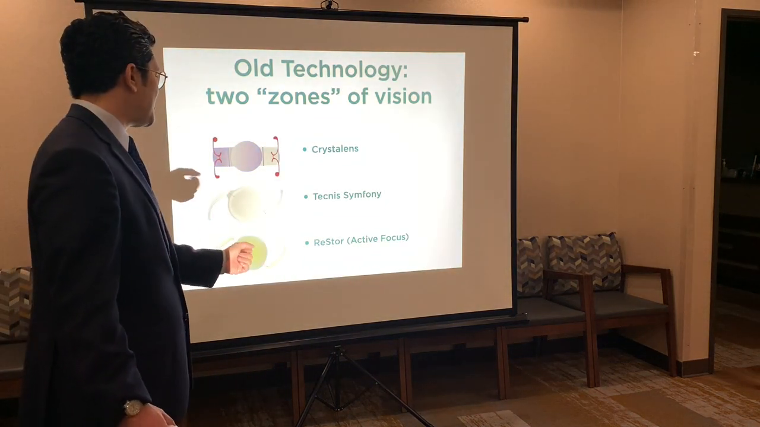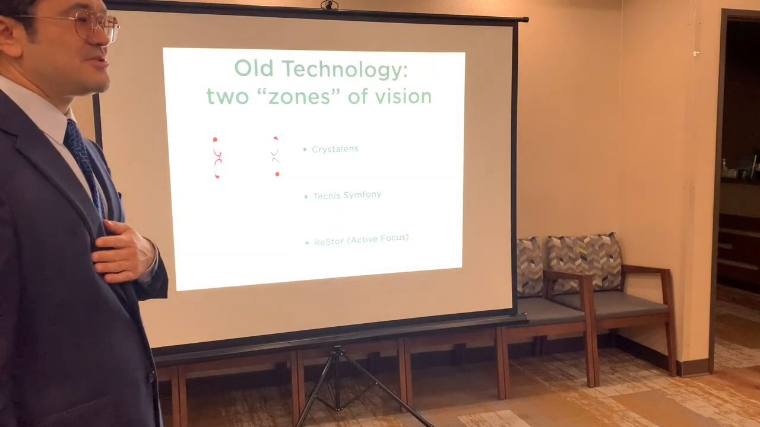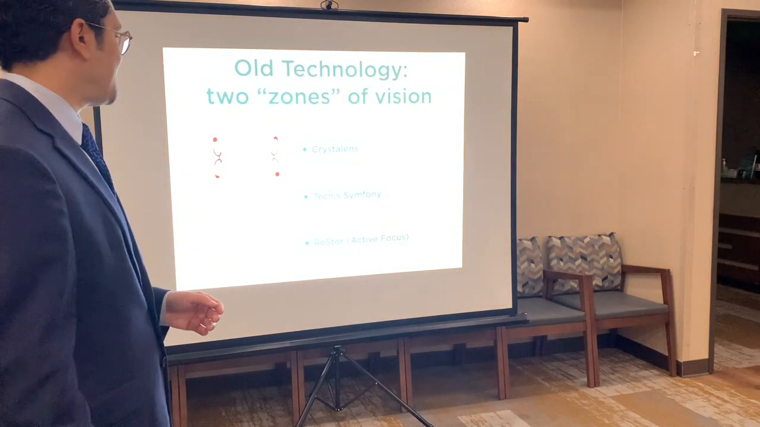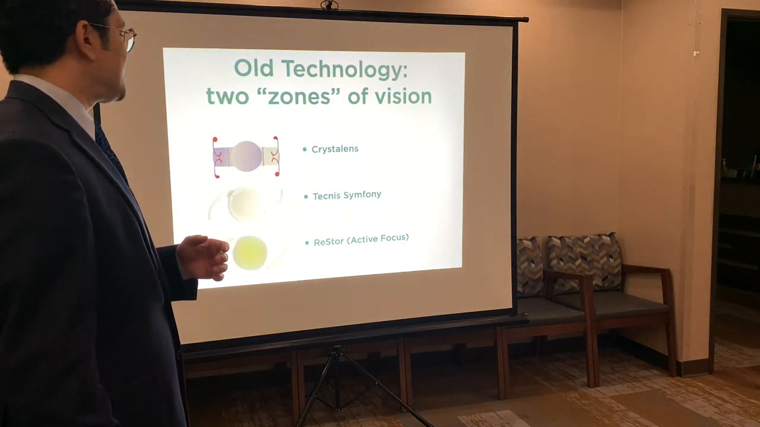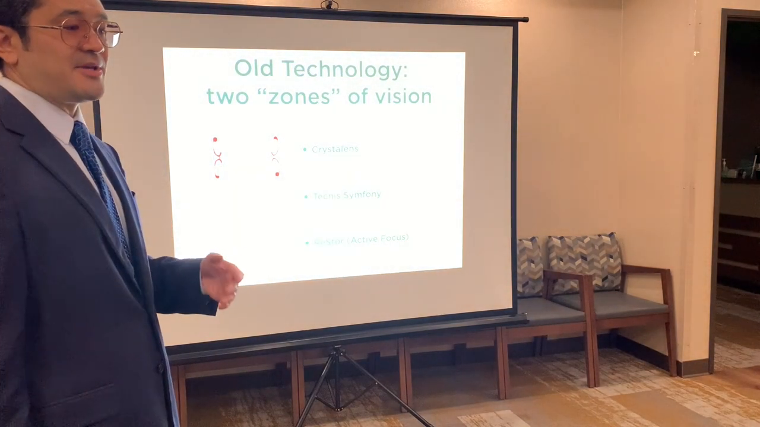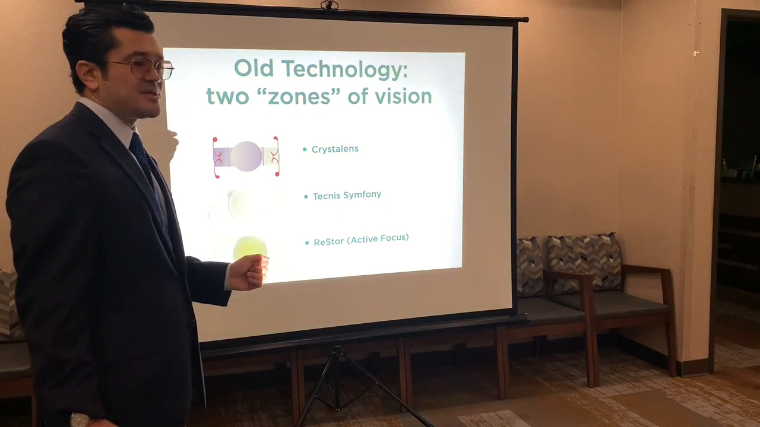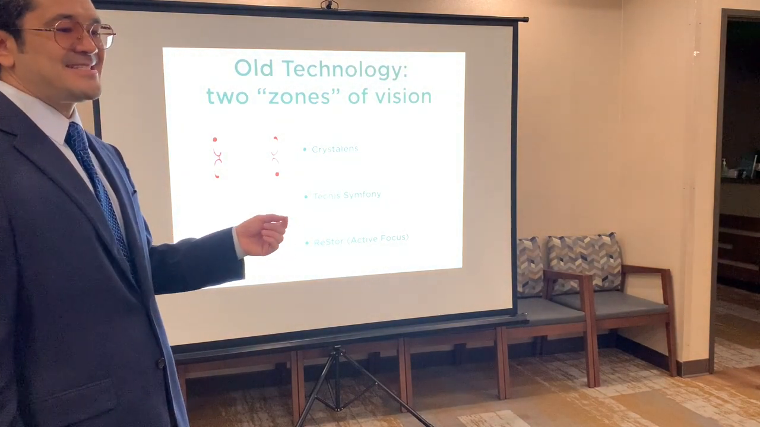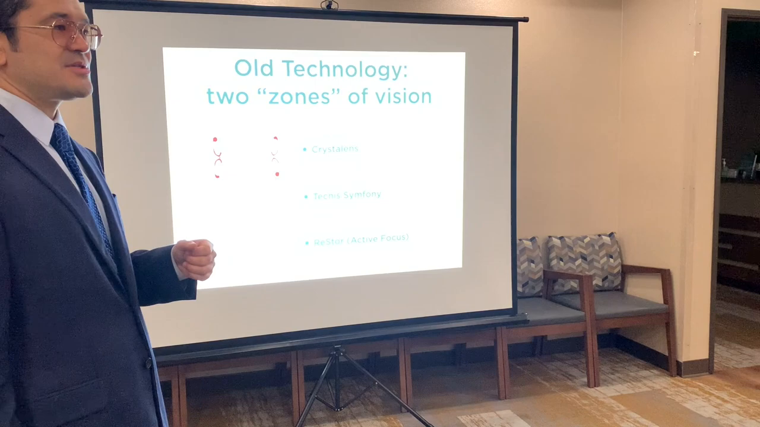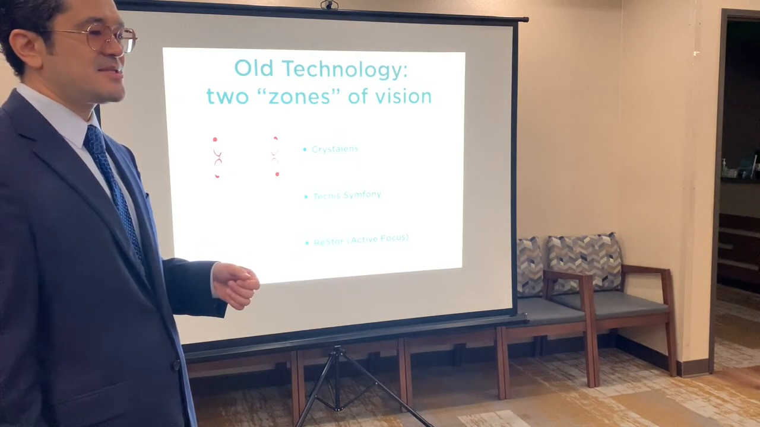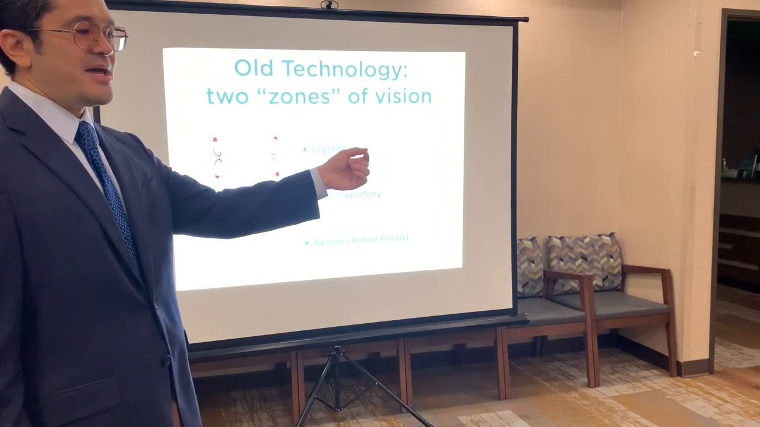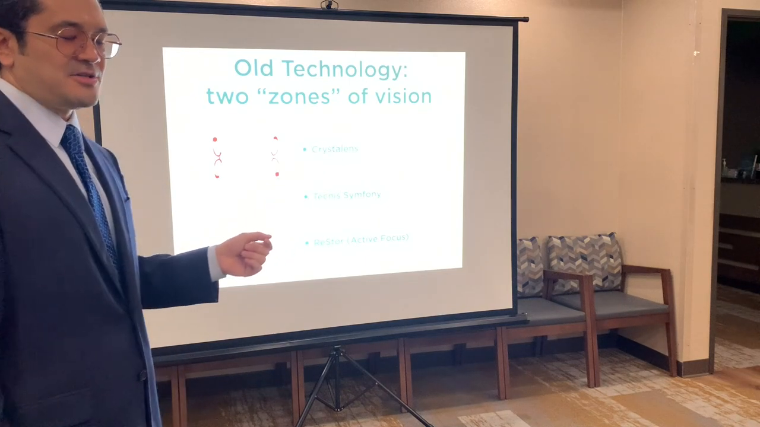Next lens, this came out, I think, around 2016, around that time frame. And this was almost at the time a game changer because it had these rings of focus, but it gave more of an extended range. So Symphony was amazing for the people that had it because they were able to see distance, and it had a zoom in effect to about arm's length.